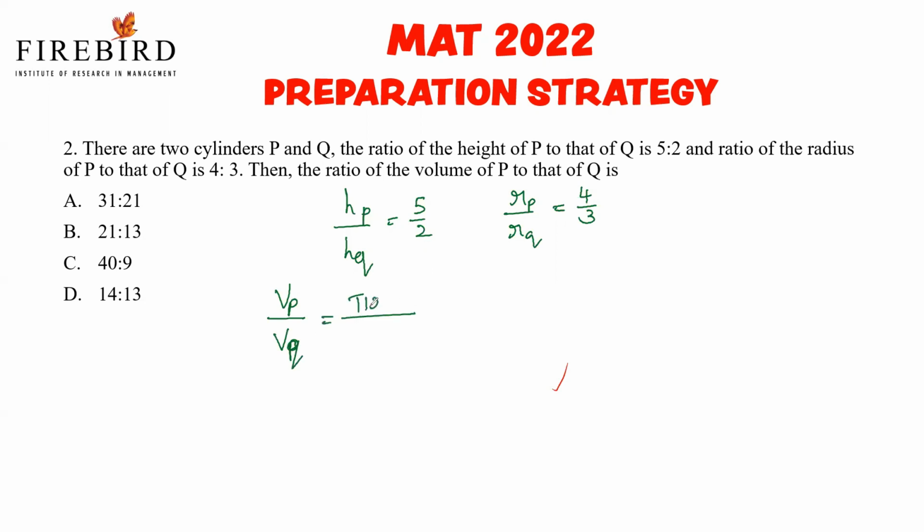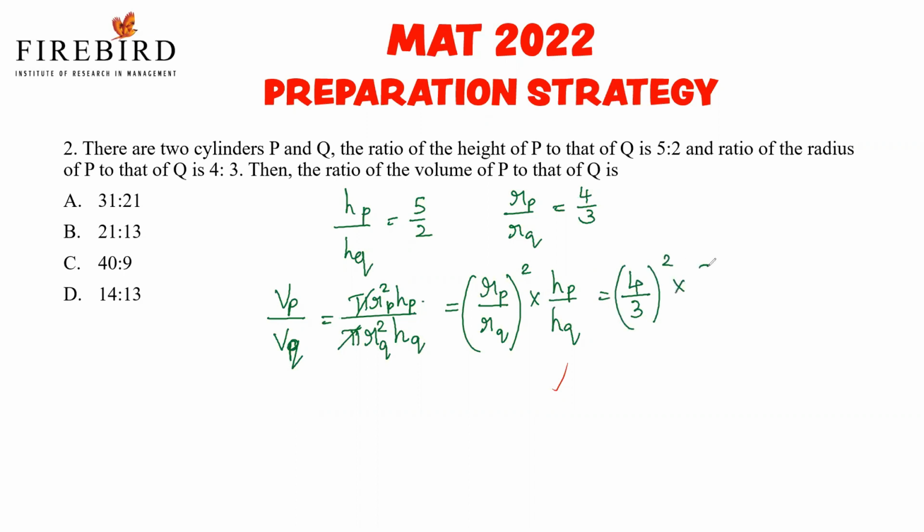pi r square HP. To differentiate the 2 cylinders, I represent it as RP and HP, and the radius of the cylinder Q is RQ, and let us take height of the cylinder Q is HQ. So pi will get cancelled. So RP by RQ the whole square into HP by HQ. So I'll get 4 by 3 the whole square into 5 by 2. So 4 by 3 squared is 16 by 9 into 5 by 2. So you can cancel these two things. So 40 by 9. So 40:9 is your answer.